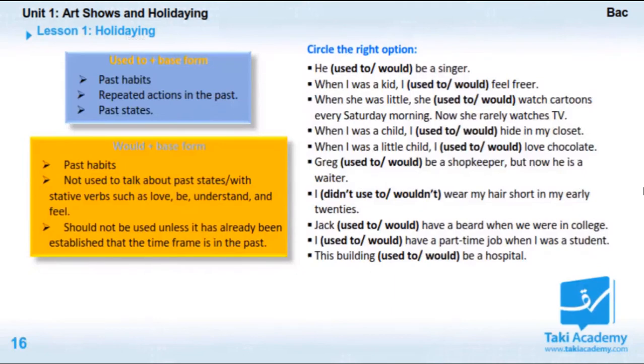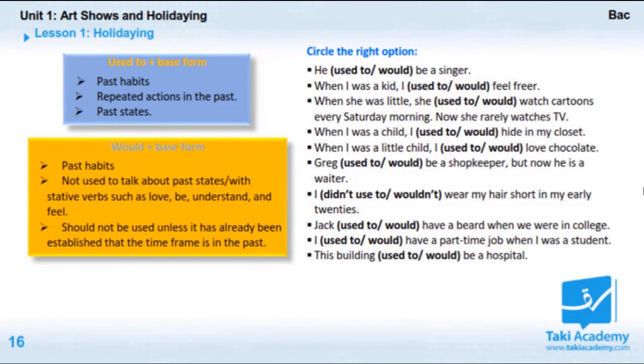Now in this video, we will differentiate between used to plus base form and would plus base form. We can remark that they are both followed by base form. However, what are the differences between these two expressions, used to and would? Now, we can remark that they are both used to talk about past habits. Okay, so if you want to talk about a past habit, you can use either used to or would.